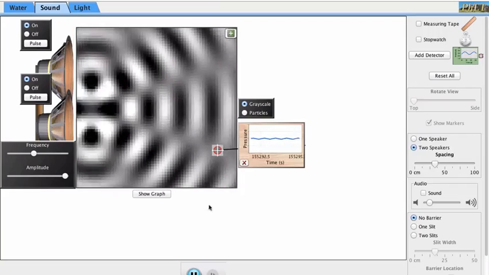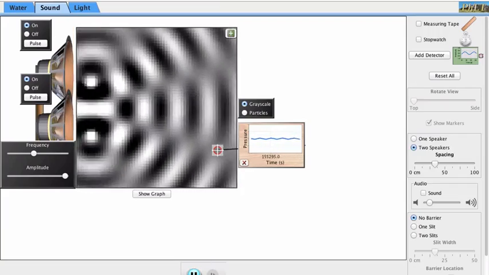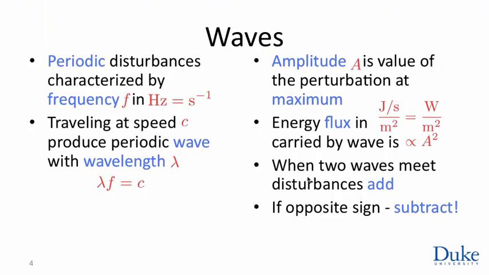So let's summarize what we've learned here. A hallmark of wave behavior is that waves are deformations or perturbations to some equilibrium, and when two waves meet at the same point in space and time, the two disturbances add. In other words, each wave behaves as though the other were not there. We just add the disturbances.